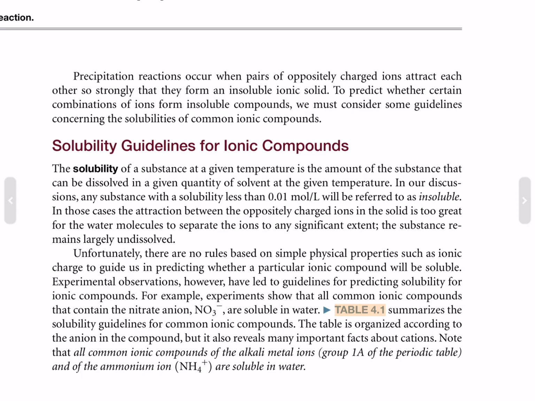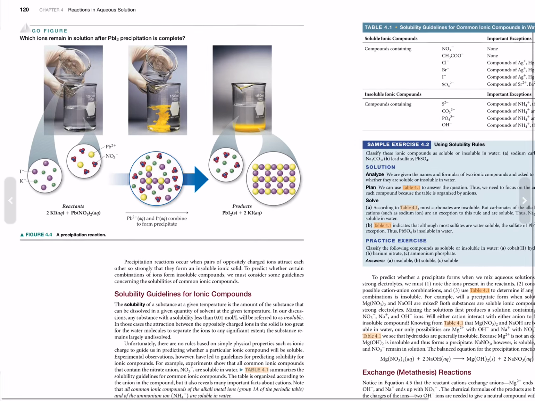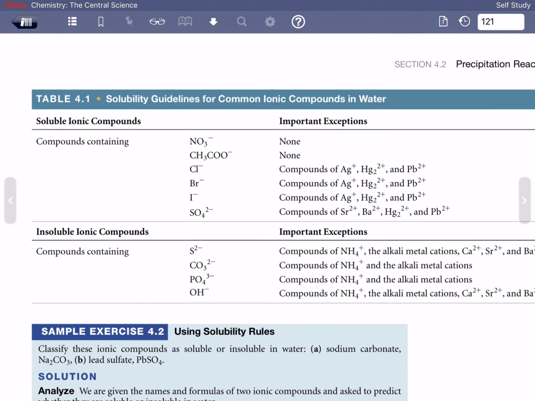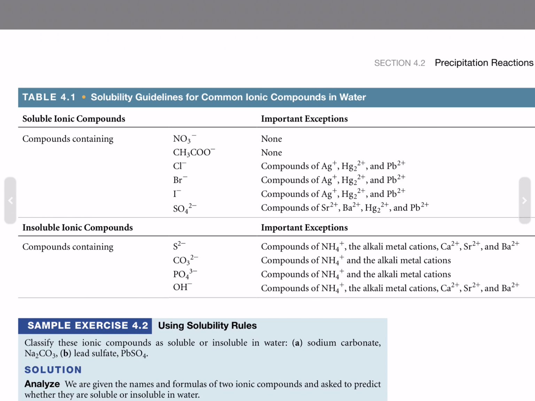The table is organized according to the anion in the compound, but also reveals many important facts about the cations. Note that all common ionic compounds of the alkali metal group, group 1 on the periodic table, and of the ammonium ion are soluble in water. Soluble ionic compounds.